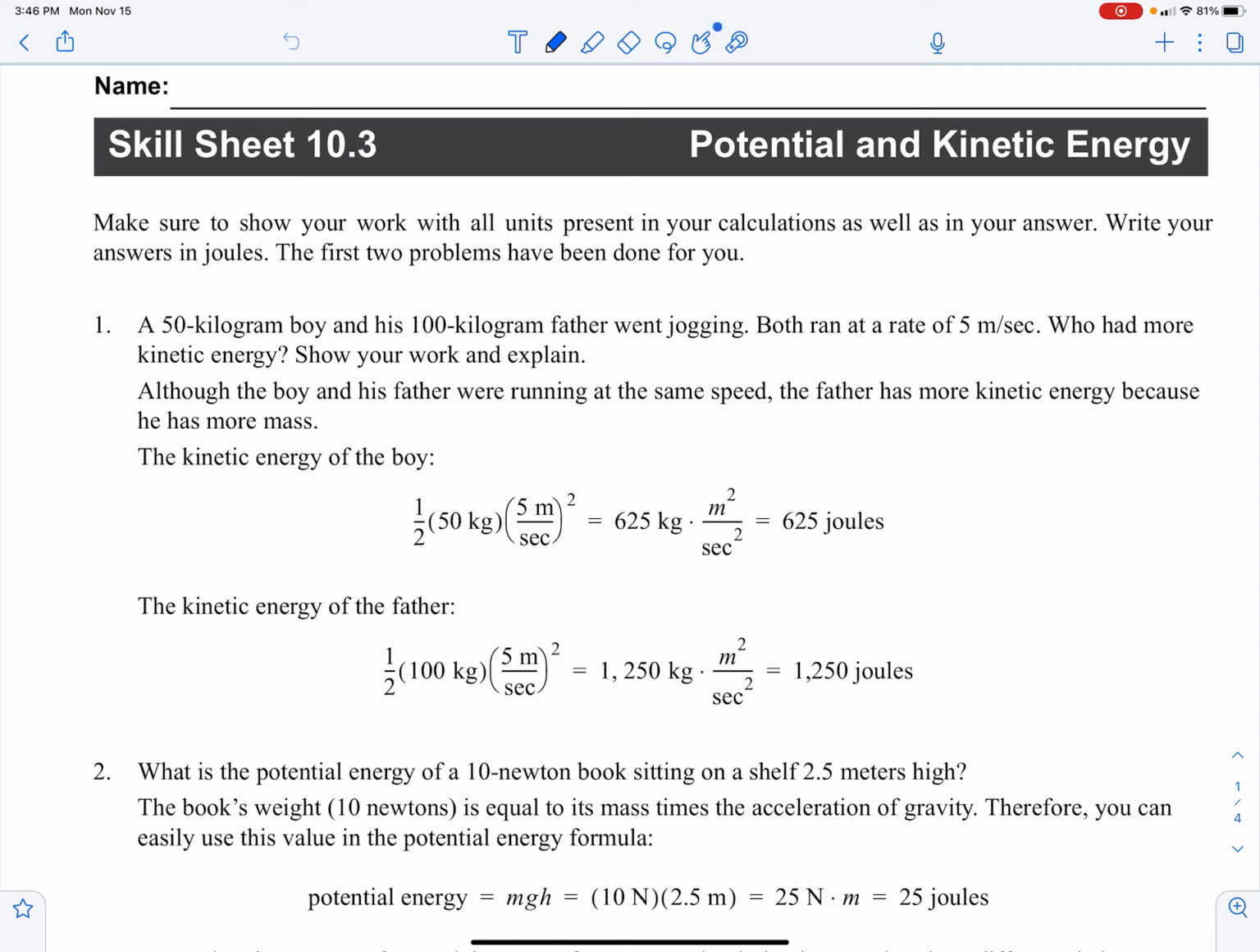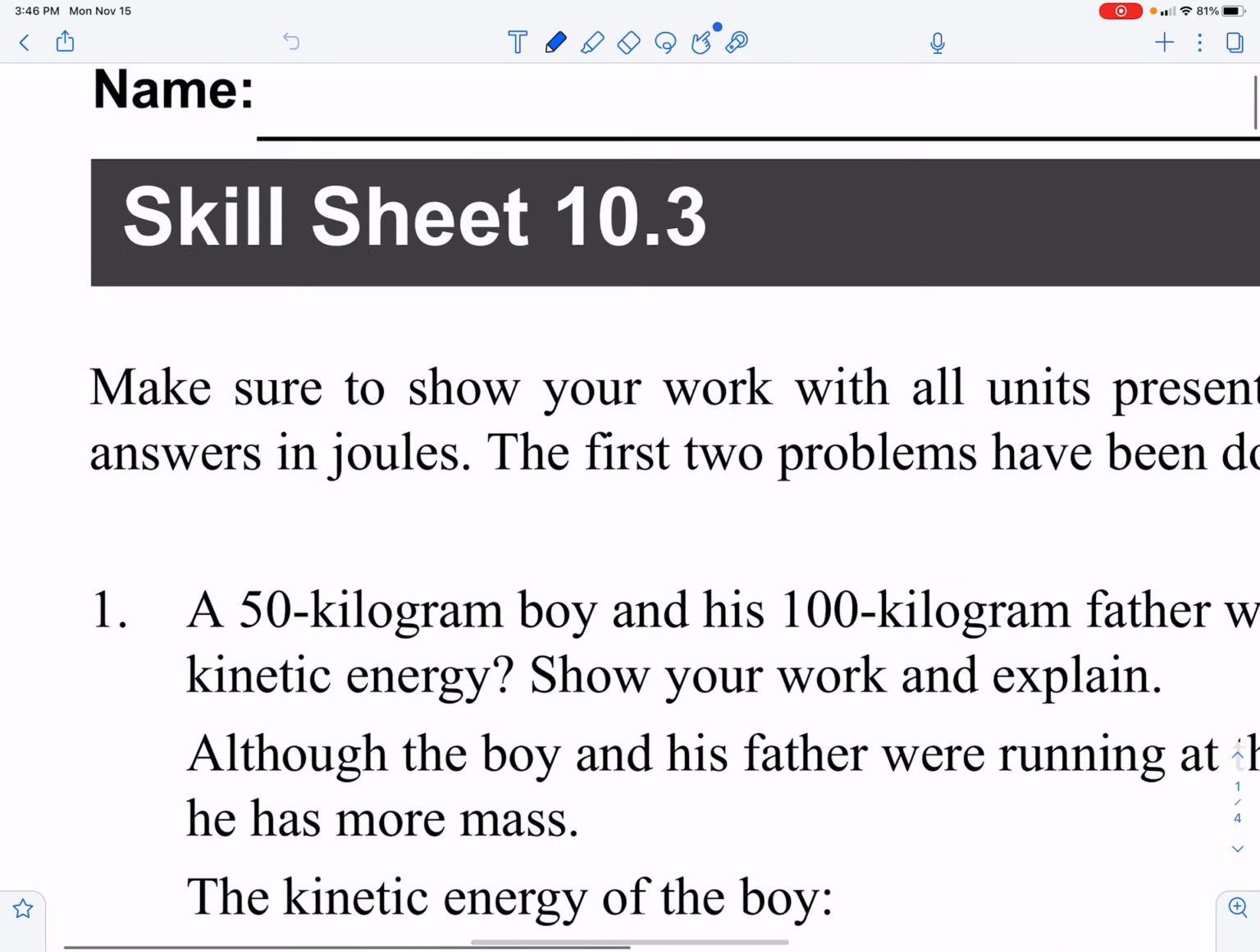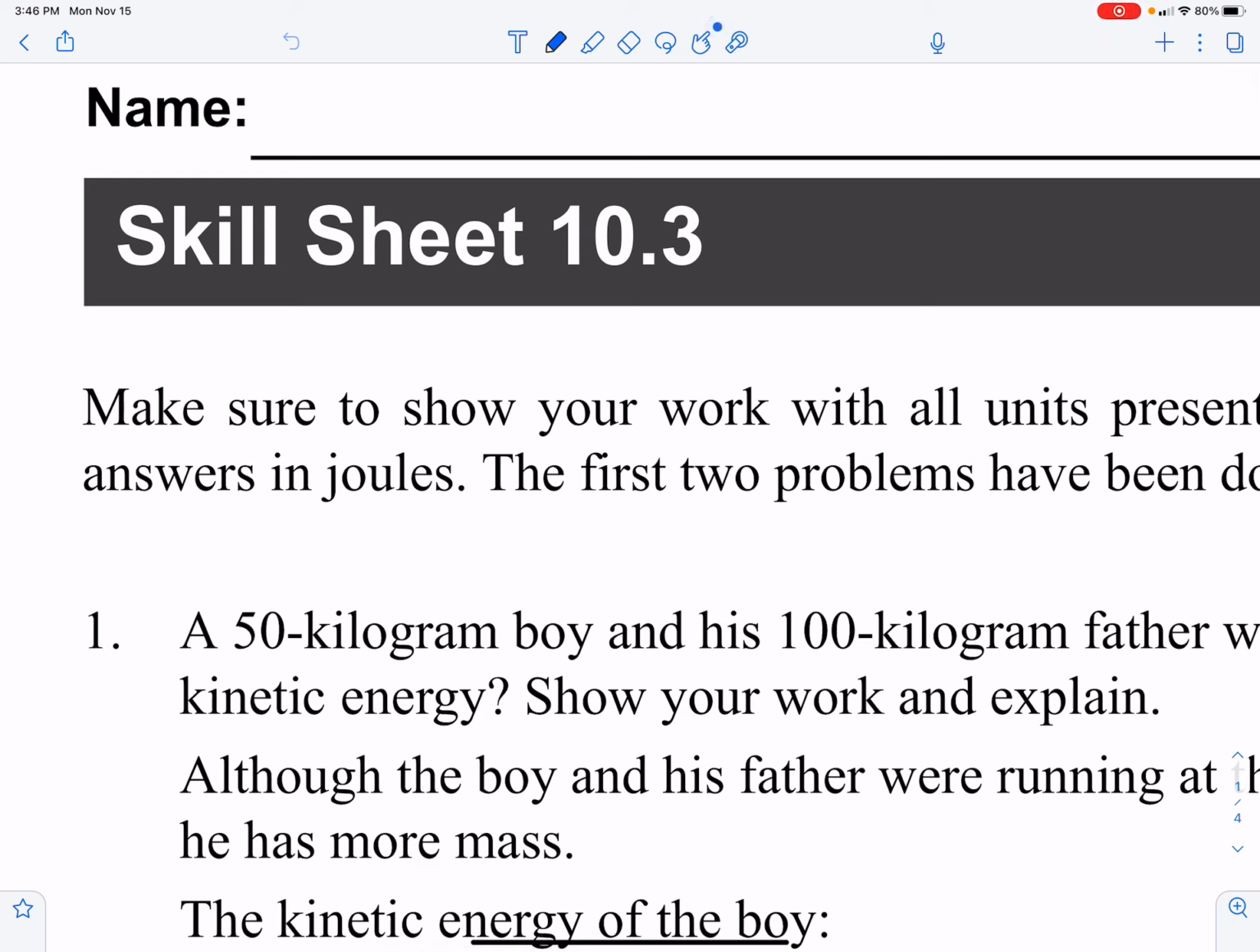Well, before we begin, at the top of the page somewhere, go ahead and annotate so that we can see the equations we would use for kinetic and potential energy. Let's start with kinetic energy. Kinetic energy is 1/2 times mass times velocity squared. And potential energy is mass times G times H.